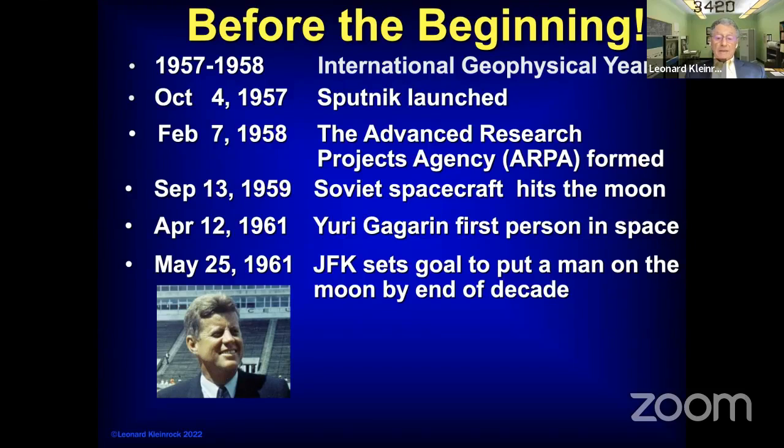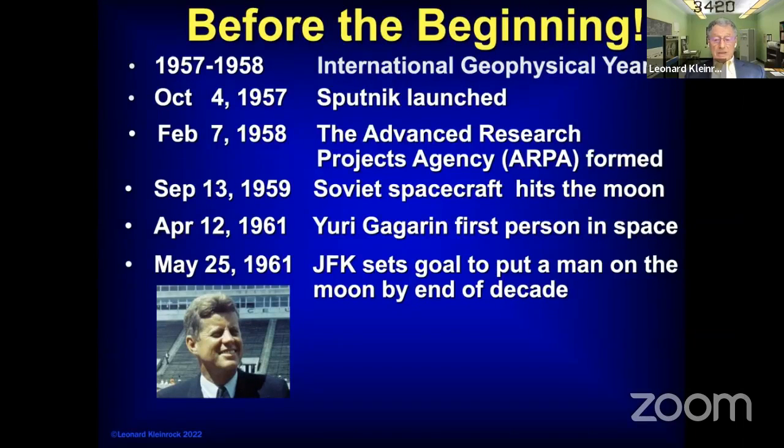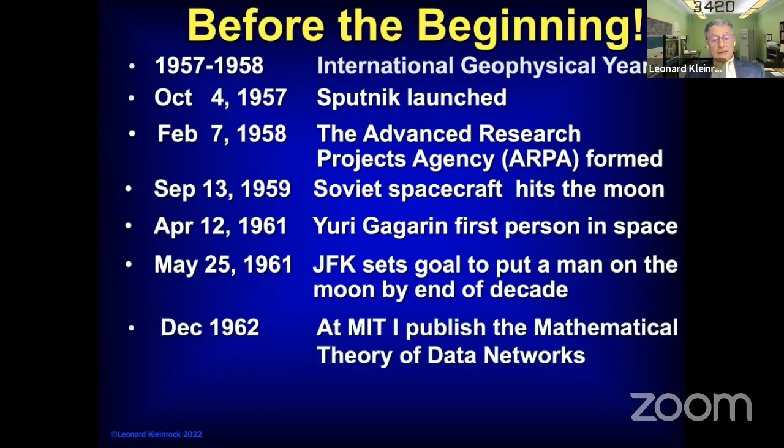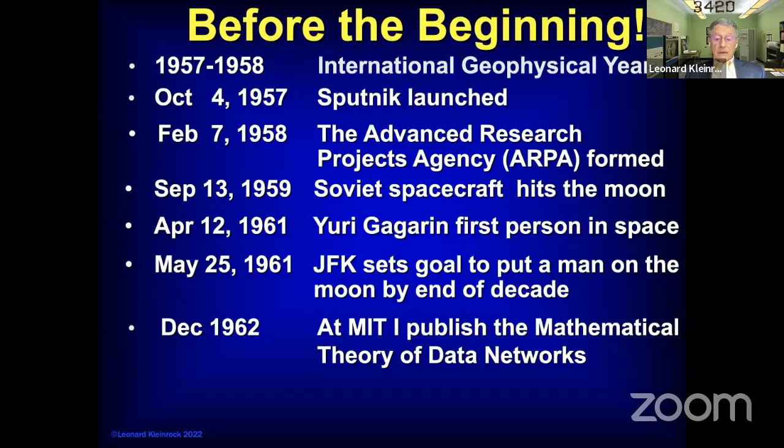Kennedy, a month and a half later, said, this is serious. So we have to set our goals way above where the Russians have been. We're going to put a man on the moon by the end of the decade. And in fact, it was then, in 1962, that I published the mathematical theory of data networks, as Bianca just told you. So at this point, notice, we have this Advanced Research Projects Agency funding science and technology in the United States. And here I've published the theory behind what would eventually become the internet.